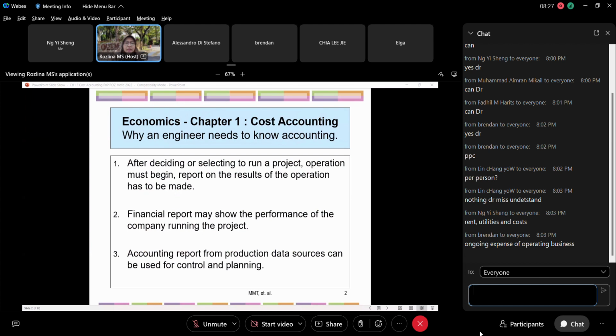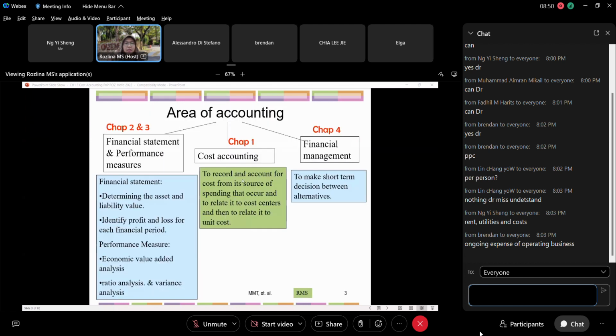After deciding and selecting to run a project, operation must begin. Reports on the results of the operation have to be made. Financial reports may show the performance of the company running the project. Accounting reports from production data sources can be used for control and planning. This is only the introduction. Chapter 1 is more about cost accounting: to record and account for cost from its source of spending, to relate it to cost centers, and then to relate it to unit cost. This is what we will do today.